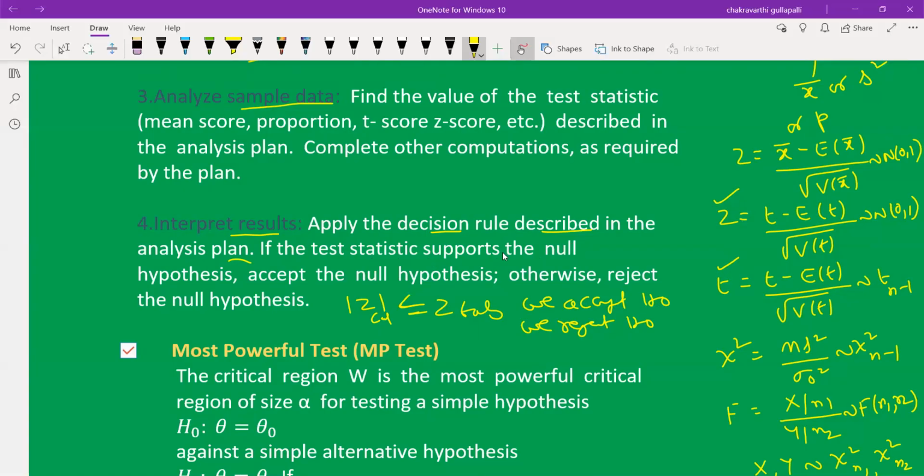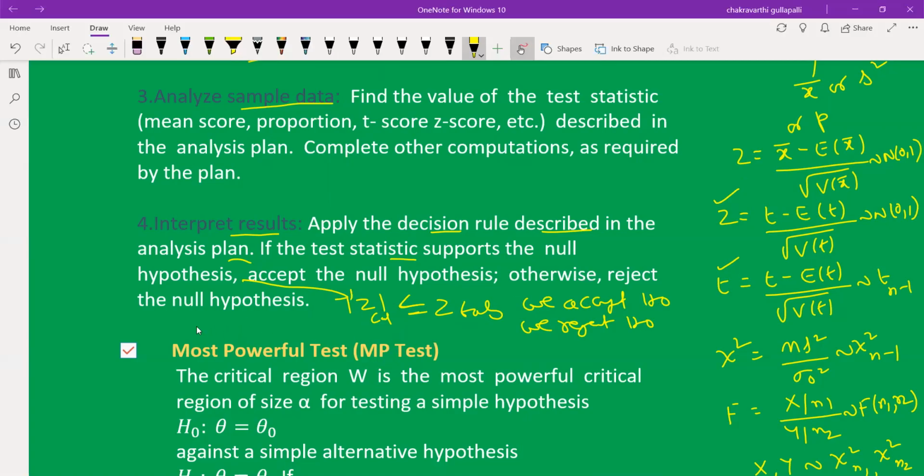The test statistic supports the null hypothesis. Here, the test statistic supports the null hypothesis means Z calculation is less than or equal to the Z table value, so accept the null hypothesis, otherwise reject the null hypothesis.